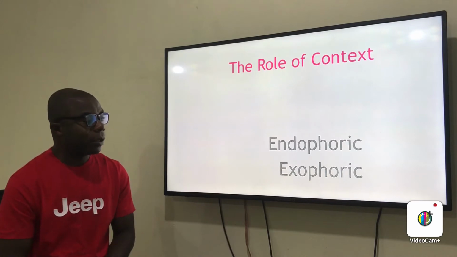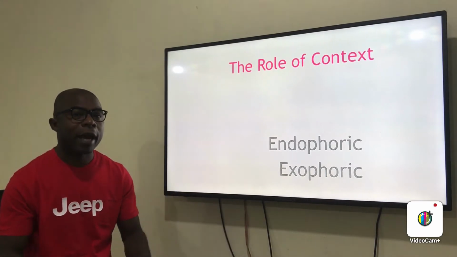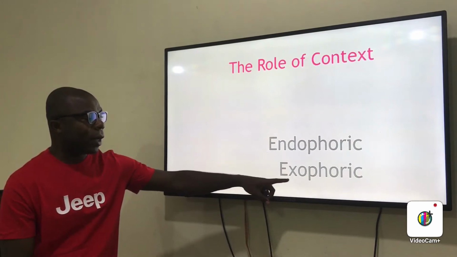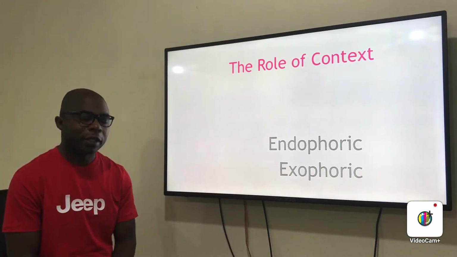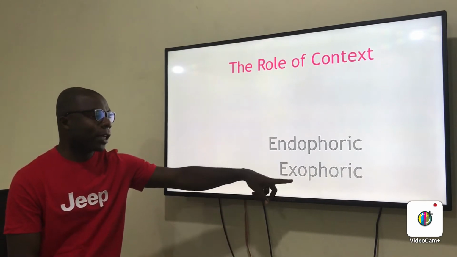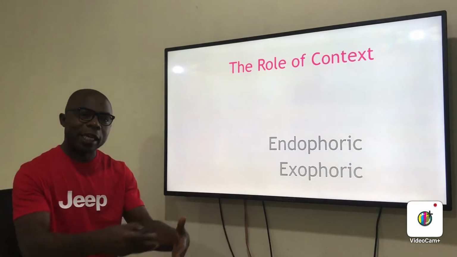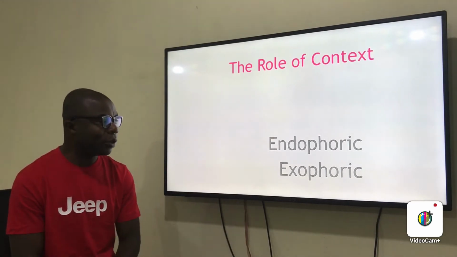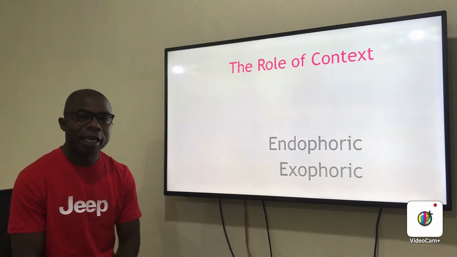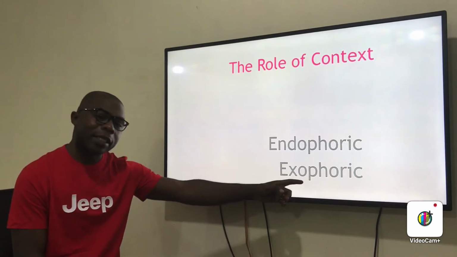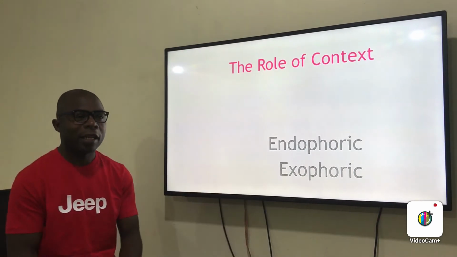That takes us to the two main types of context we have. We have endophoric context and we have exophoric context. You can look upon their roots being endo and exo. If it is endo, it means it is in. Those of you who read some science in the basic schools knew about endoskeleton, animals that have their skeleton in their body. Then we have exoskeleton, those that are outside, like the crab.